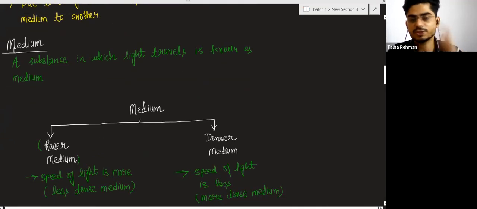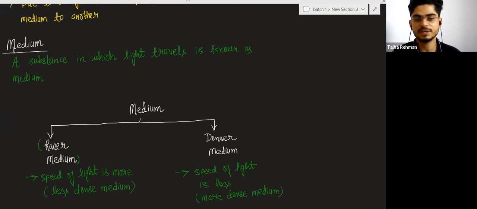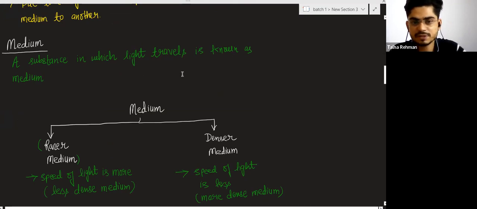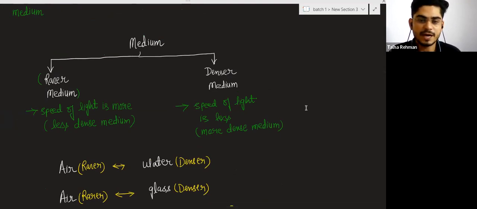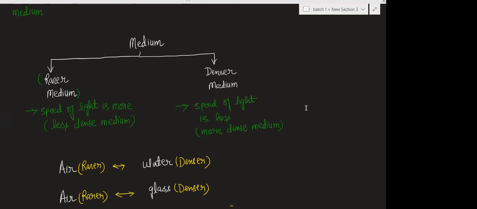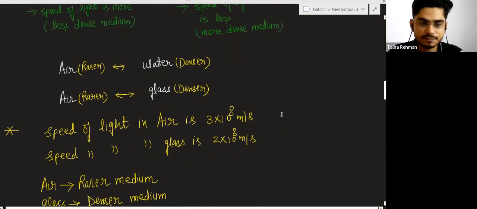And there is a term which is known as the medium. Air is a medium, water is a medium, oil is a medium, some gases can be a medium. So you can define the medium: a substance in which light travels is known as the medium. And mediums are of two types, one is rarer medium, another is denser medium. Rarer medium is a medium in which the speed of light is more, and denser medium is a medium in which the speed of light is less.